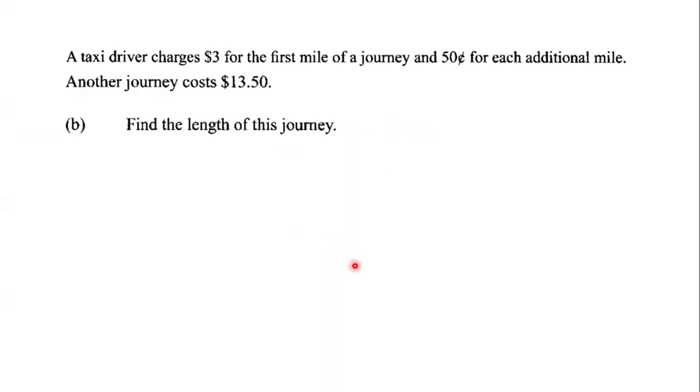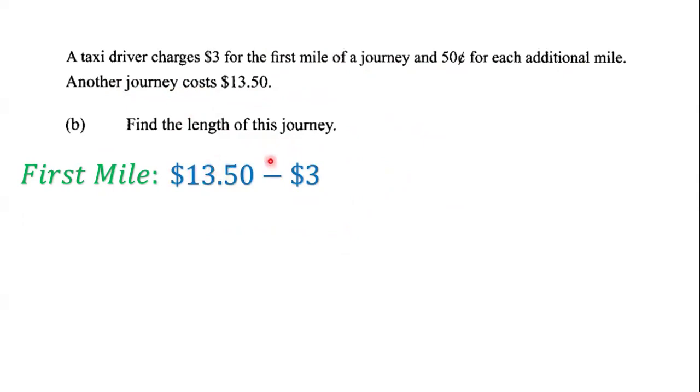Next, it says that the taxi driver charges $3 for the first mile of a journey and 50 cents for each additional mile. Another journey costs $13.50. Find the length of this journey. So the first thing that we're going to do is account for the first mile. The cost of the first mile is $3. And so we say $13.50 minus $3. And when we subtract these two, we get $10.50.